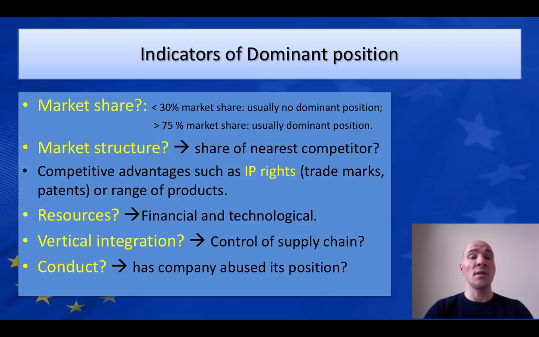And finally, conduct is also sometimes brought into the mix, which is a bit confusing. But the European Commission and the court also take into account how the company has behaved, as in whether it has actually abused its position, which is a bit strange to bring in, because you could say you first establish the dominance of the undertaking and then we look at whether there was abuse. But even the abuse itself is sometimes taken into the mix of determining whether there's dominance.